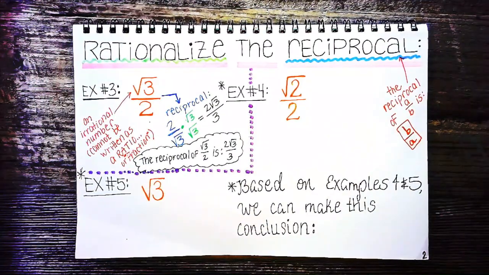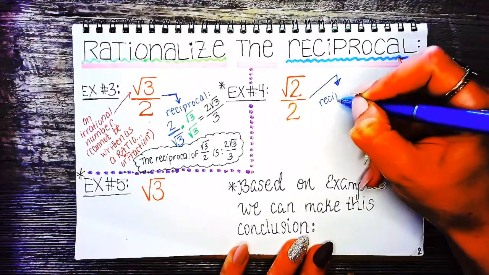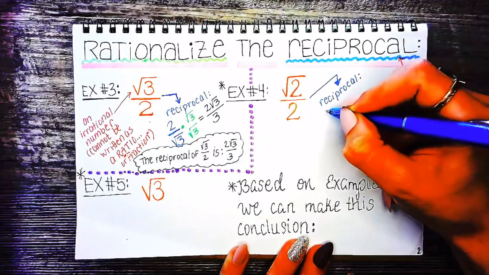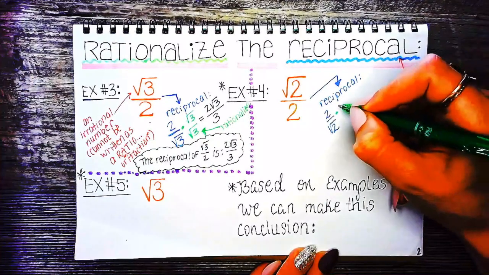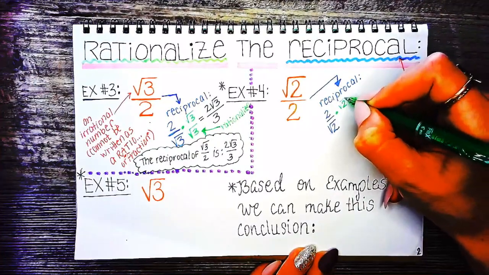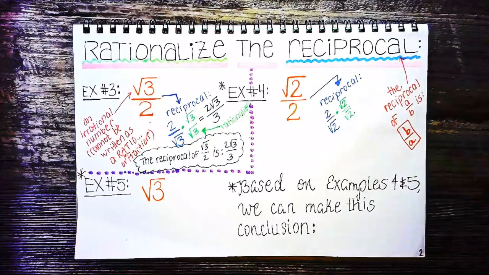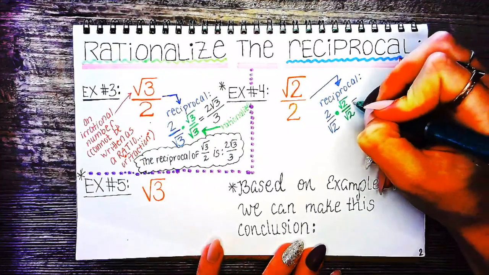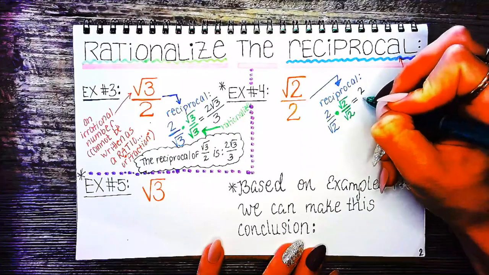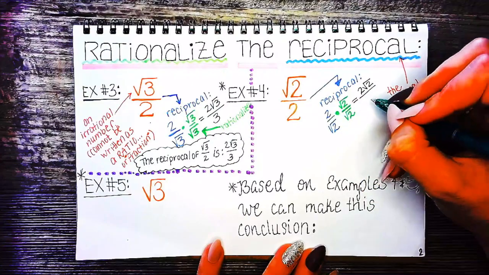Next up, for example 4, we have radical 2 over 2. The reciprocal of radical 2 over 2 is the refliprocal, 2 over radical 2. To properly rationalize this denominator, we're going to multiply both the numerator and denominator by radical 2 over radical 2. Again, this is the same as multiplying by 1, also known as the multiplicative identity, and this is totally valid. 2 times the square root of 2 is 2 radical 2. Square root of 2 times square root of 2 is technically square root of 4, which is 2.